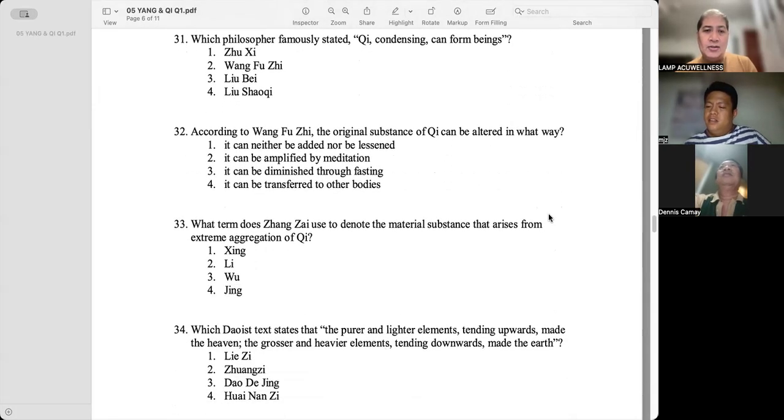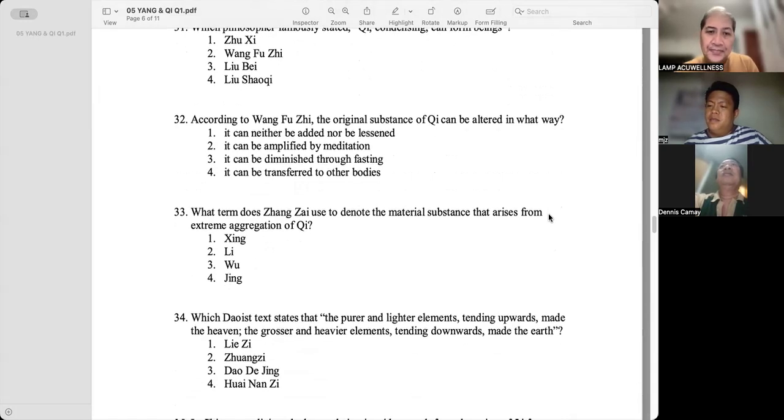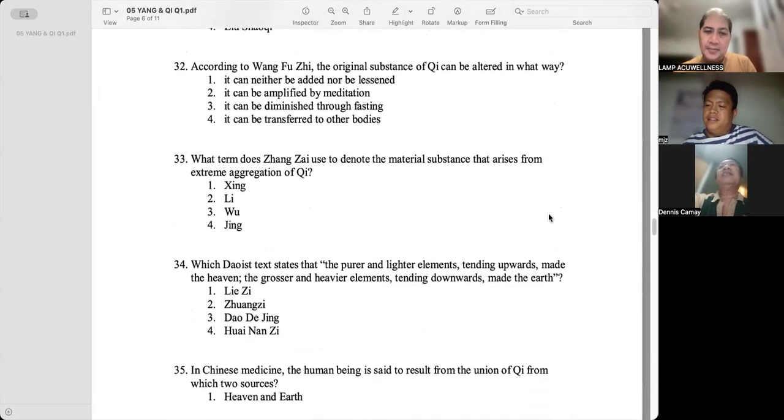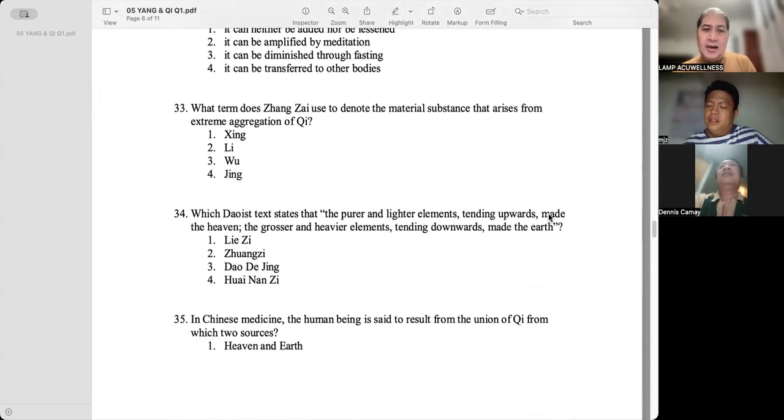According to Wang Fu-Tzu, the original substance of chi can be altered in what way? It can neither be added nor be lessened. What term does Zhang Cai use to denote the material substance that arises from extreme aggregation of chi? Shang.